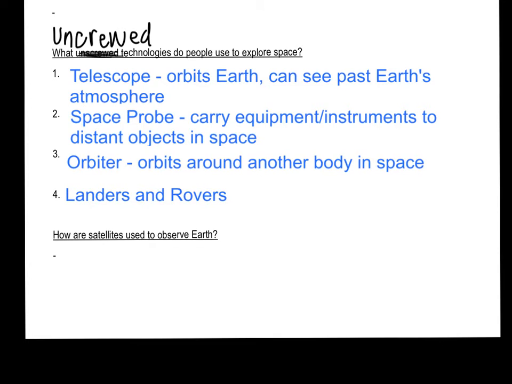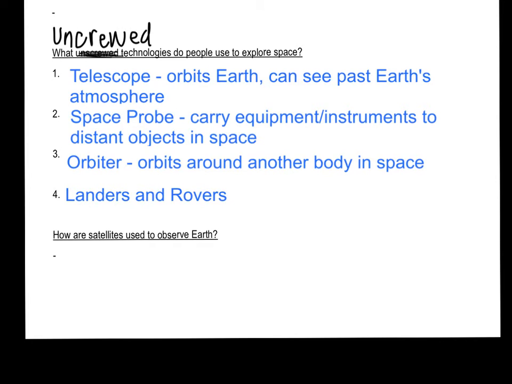They can orbit around and send back pictures. They can monitor things like storms. They can give you information about a planet's surface or different features on the planet or the moon. They can create maps. There's lots and lots of information that you can get from an orbiter.